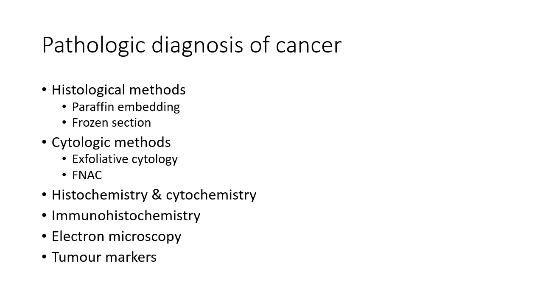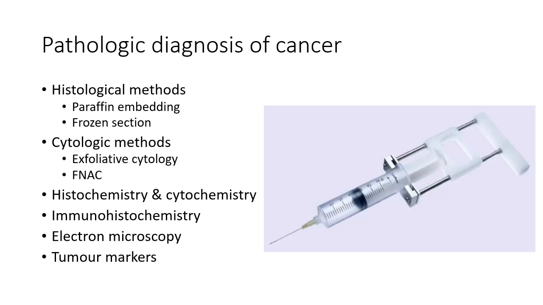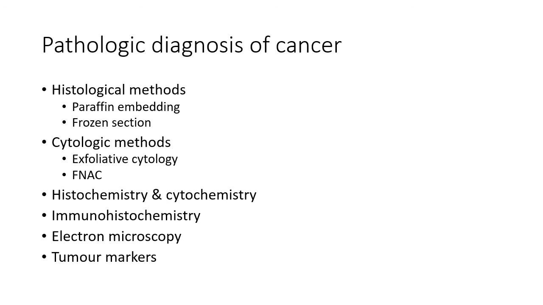Coming to cytologic methods, exfoliative cytology is used. This is the study of shed off or exfoliated cells, or fine needle aspiration cytology, FNAC, can be done. In FNAC, a fine needle is introduced with a vacuum into the tissue and cells are aspirated. If the mass is superficial, it can be done under direct vision, or if the lesion is deep-seated, then ultrasound or CT guided fine needle aspiration can be done.